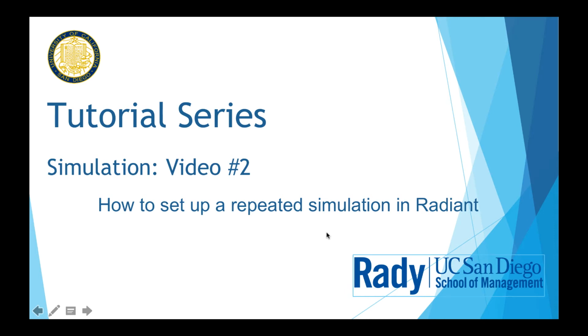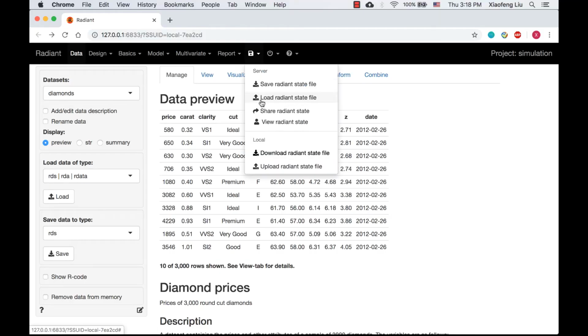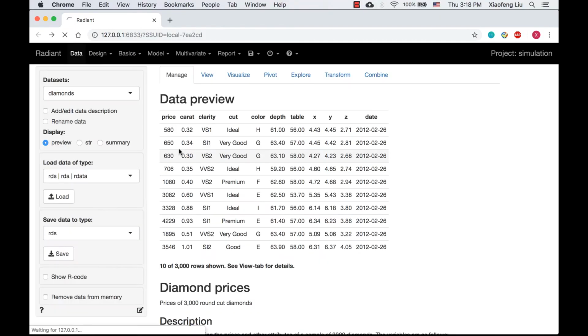In this video, I will continue with example 1 and explain how to set up a repeated simulation in Radiant. Please take your time to finish the first video before watching this one. The simulation discussed in the last video was used to give us a better understanding of daily total handling time. To develop insight into 5-day total handling time, we could rerun the simulation 5 times.